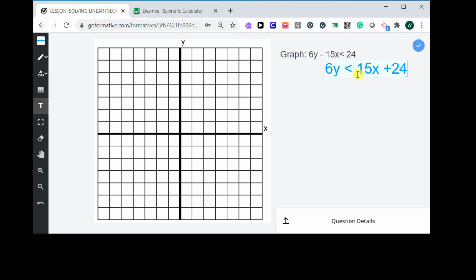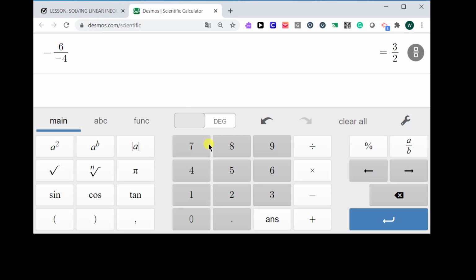Next step is to divide both sides by the number that's next to the y. In this case is 6, so I'm going to divide by 6 on both sides. And I go ahead and click on the pencil and line, and I draw a line to represent that I'm dividing. Very good. Now I'm going to do the division, so 6 cancels. The y is left alone. And if you notice, this time I am not dividing by a negative number, so that means the inequality sign stays the same.